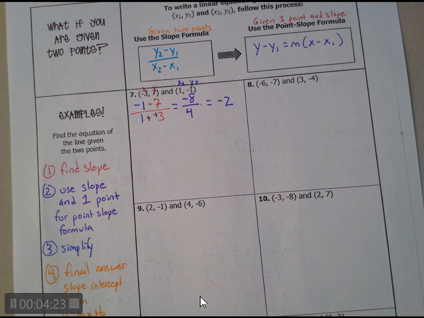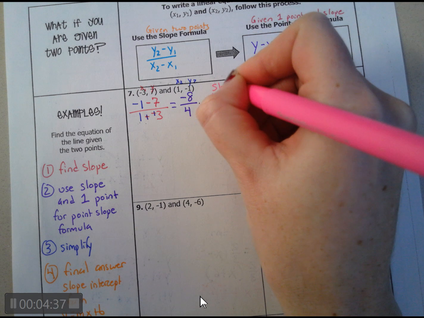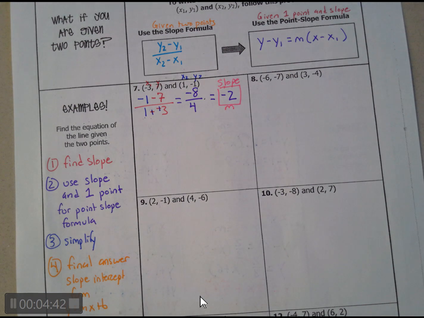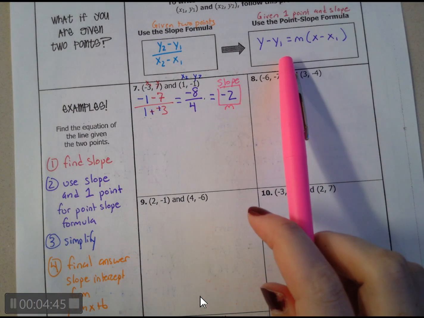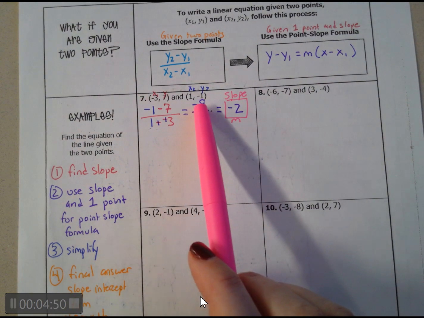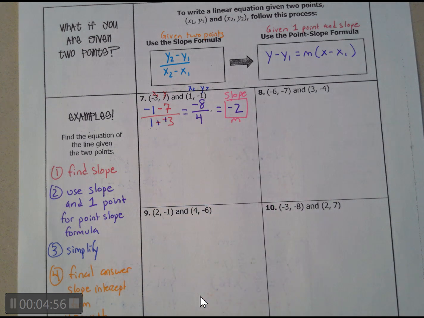Now, why did we do this? What is -2? Waiting on an answer. Hopefully, you said that -2 is your slope. Okay, this is our m. Okay, this is what we are going to use for our point slope formula. Okay, because we're given 2 points and now we have just found our slope. Okay, alrighty, so now we get to use our point slope formula, which is what we just learned about.